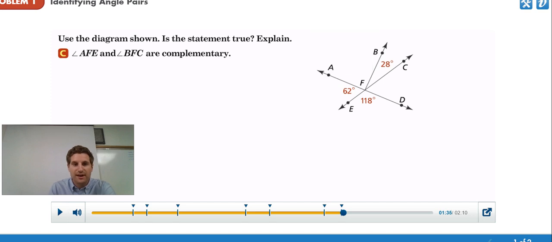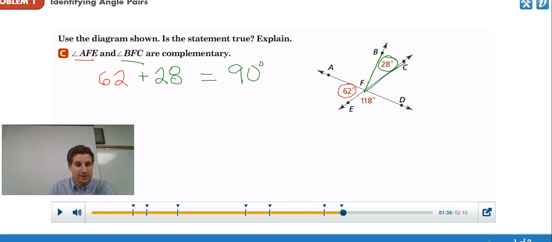AFE is 62. And then we're going to do BCF right here, which is 28. We have to add them together. Does it make complementary angles? Complementary angles are 90 degrees; supplementary would be 180. If we add these together, we actually get 90 degrees.